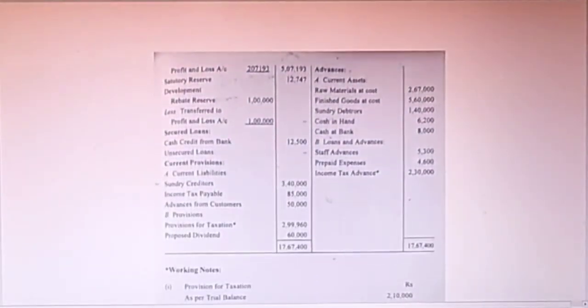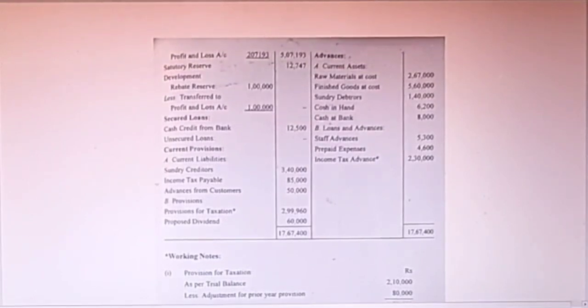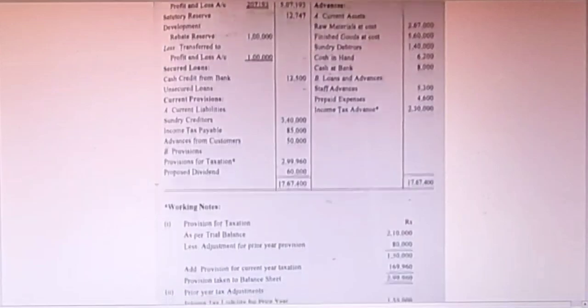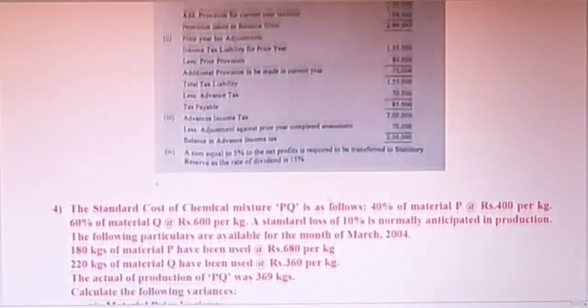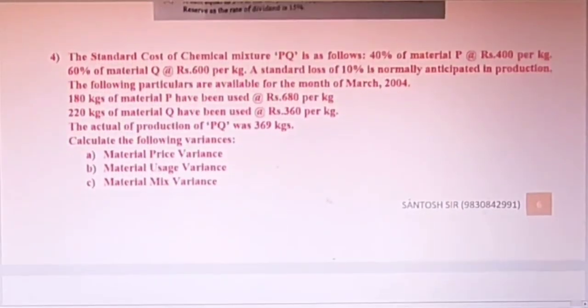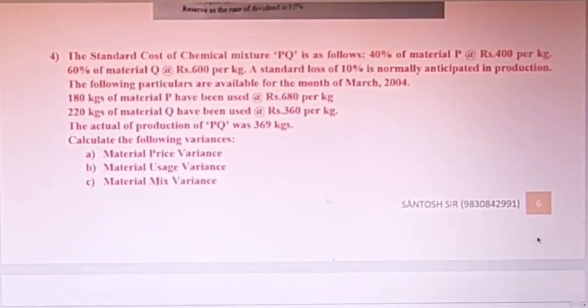So simple question, not much in that. We know about financial accounting and how to prepare trading and profit and loss and balance sheet. So I hope you can do this on your own. Okay, question number 4 is on this material.